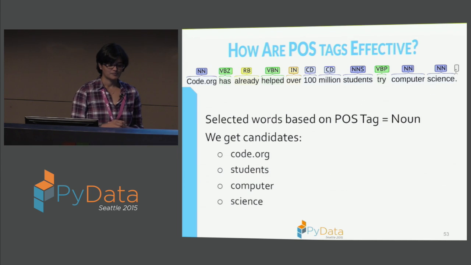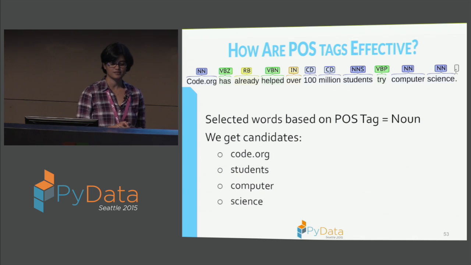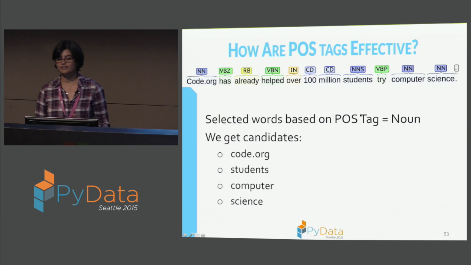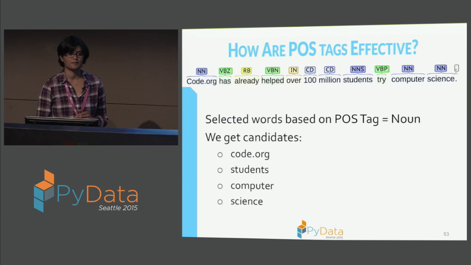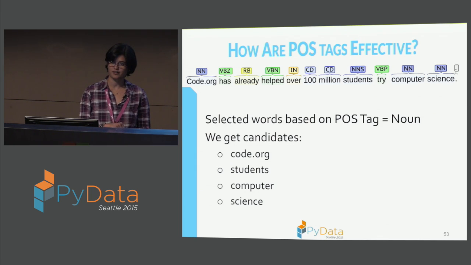If we just limit this by the part of speech tags, that's just nouns, which seems like the most relevant thing for us, we will get code.org and students and computer and science, which seems more relevant than words like already and helped and 100, which is a number, which is cardinal CD. So even if words like try come up pretty high in our TF-IDF list, we don't really care about it because it's not the right part of speech tag for us.